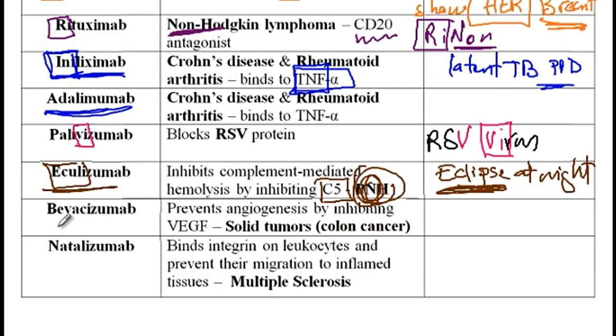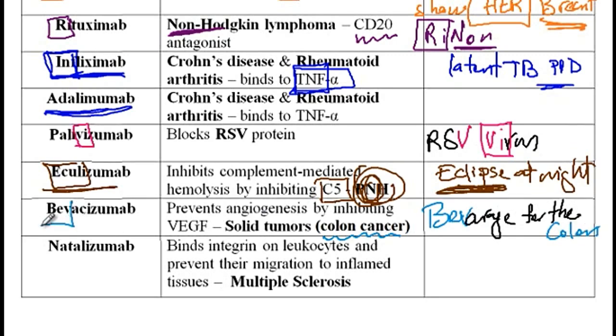The next medication is Bevacizumab, which prevents angiogenesis by inhibiting the vascular endothelial growth factor, and thus it's good for the treatment of solid tumors like patients that have colon cancer. So the memory aid is Beverage for the colon. So Bevacizumab is used for the treatment of colon tumors.